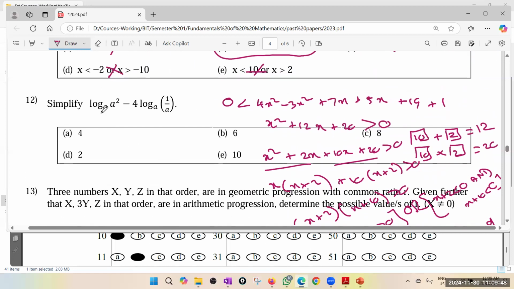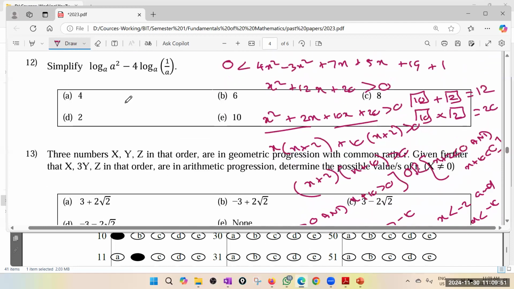Right, next question. So it's a log question, but anyway, I will do it. Okay, in case they ask. Okay, right. So how do you do this? So this is a log A base. This is log A base. This is a division. So division is subtraction, right? Division is subtraction. So therefore, I write it as log A squared minus 4 times log A1 minus log A. Remember, subtraction is division, division is subtraction.